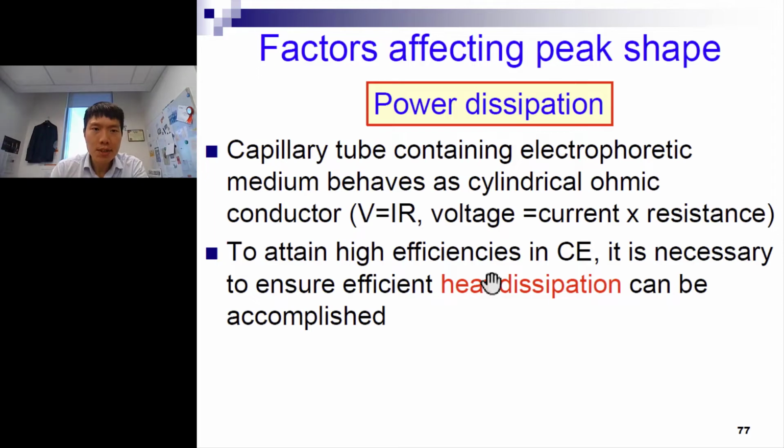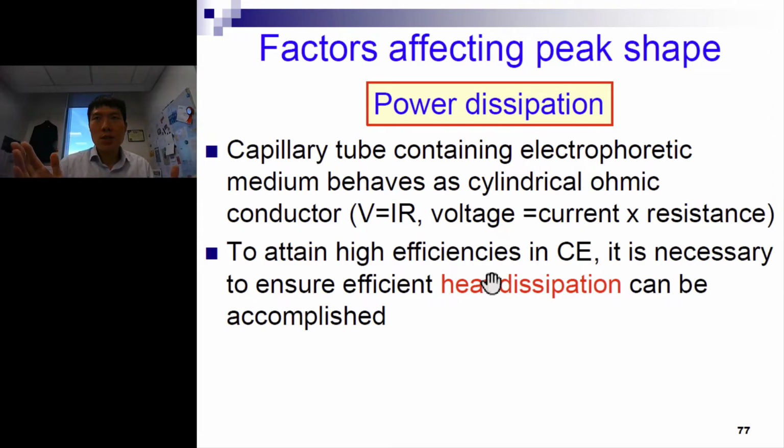Next, what are the factors affecting the peak shape? Very important, because if you don't have a very good shape, then your peak area won't be consistent. There'll be error involved in elucidation.